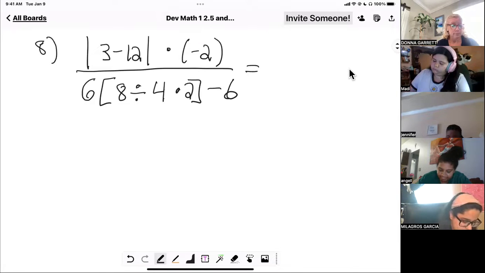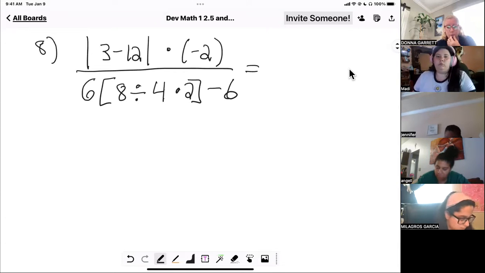Looks hard. I'm just going to break it down piece by piece. Now, some of you who are pretty good at this, and this is just a little bit of a review, you can simplify the top and the bottom at the same time. I'm going to simplify just the top, then simplify the bottom, and then put it together.